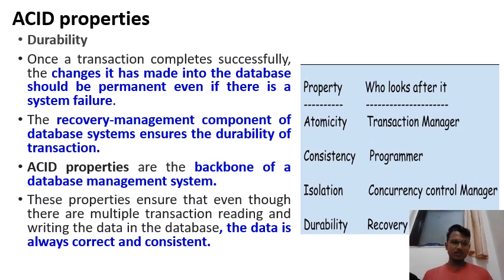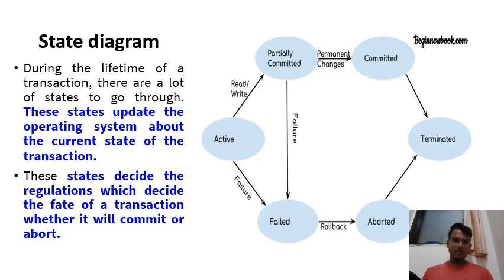So the next thing is the state diagram, showing how the activity is being performed. Here we can see active, read or write, whatever function we want, partially committed, permanent changes, committed, and terminated. Similarly, if a failure condition occurs, it gets rolled back, aborted and terminated.